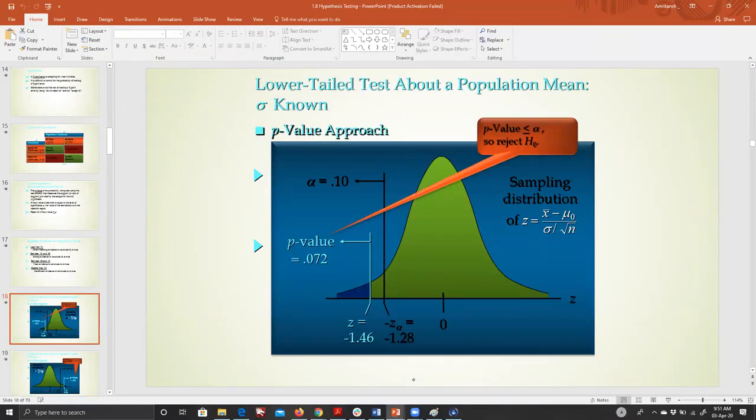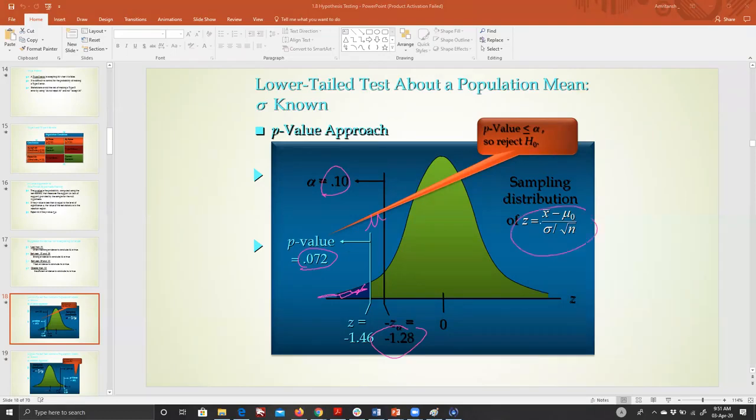So let's say your z alpha is 1.28, but your z value for the new mu is 1.46, and when you calculate this area, that is 0.072. Okay, so this is less than 0.1. So you will have to reject.